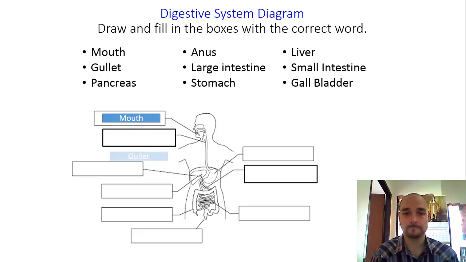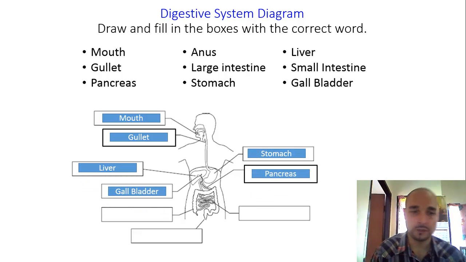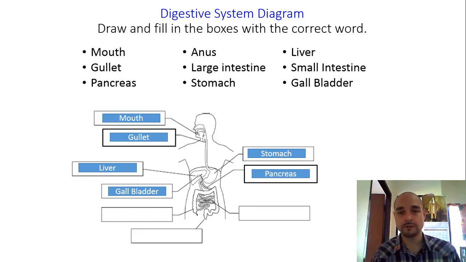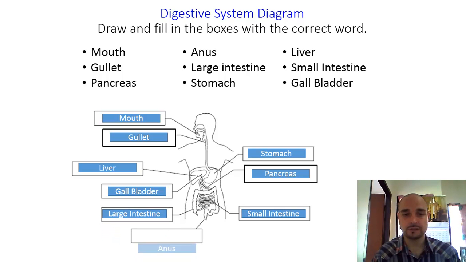Starting with the mouth, the gullet, the stomach. Okay, now we have 3 coming up: liver, gallbladder, and pancreas. They are responsible for producing and releasing enzymes, and we'll be talking about enzymes. Small intestine, large intestine, and the anus. Okay, pause if you need to, and copy this.